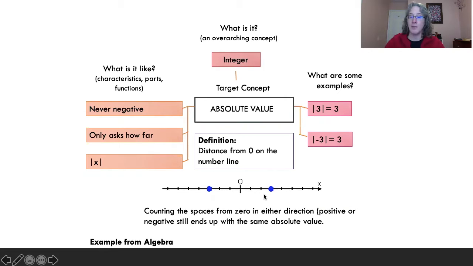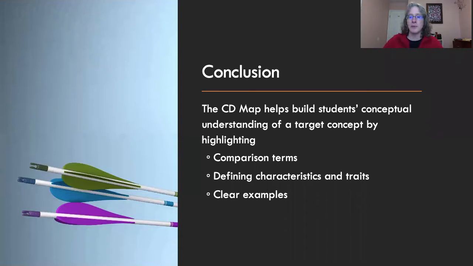And so we have a number line. Then we can see again the representation of the absolute value of 3 demonstrates it as 3 spaces, 3 integers from 0, whether it's positive or negative. Counting spaces from 0 in either direction still ends up the same absolute value. And notice how simple, clean, clear the concept map is. It helps build students' conceptual understanding of a target concept by highlighting comparison terms, defining characteristic traits, and through really clear examples.